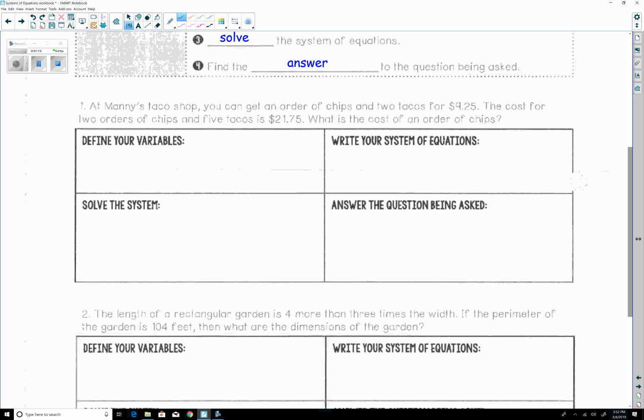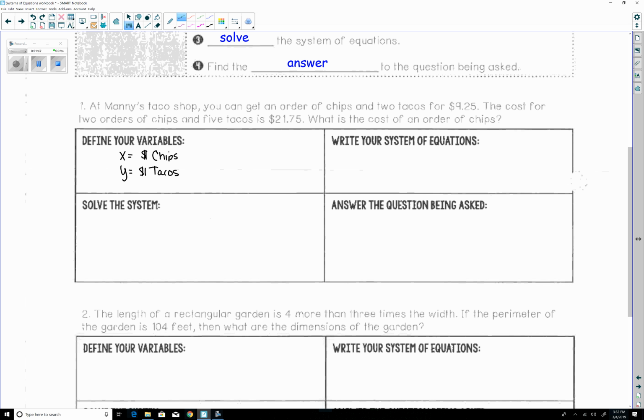It says at Manny's Taco Shops, you can get an order of chips and 2 tacos for $9.25. The cost for 2 orders of chips and 5 tacos is $21.75. What is the cost of an order of chips? So we need to define our variables. What are the 2 things that are changing? I'm going to say it's the chips and the tacos. So let's say x is going to be the amount for our chips, and y is going to be our amount for our tacos.